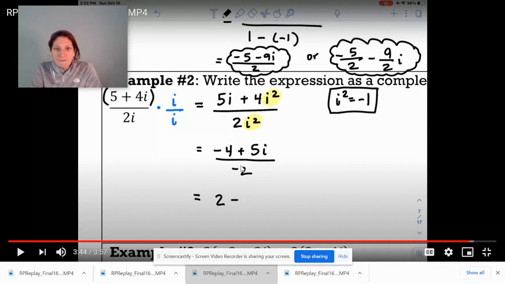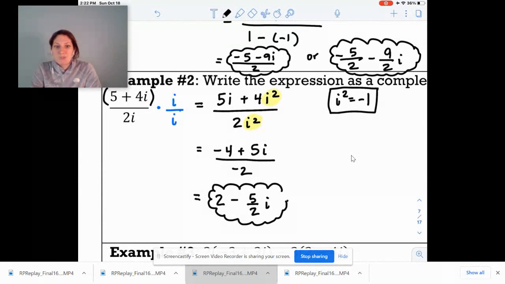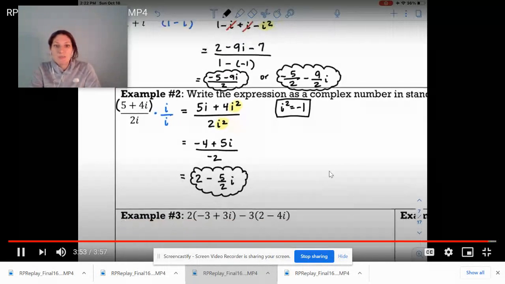Now, -4 divided by -2 is a positive 2. And a positive divided by a negative is going to give me -5 over 2i. So I can simplify my answer and write it like that.